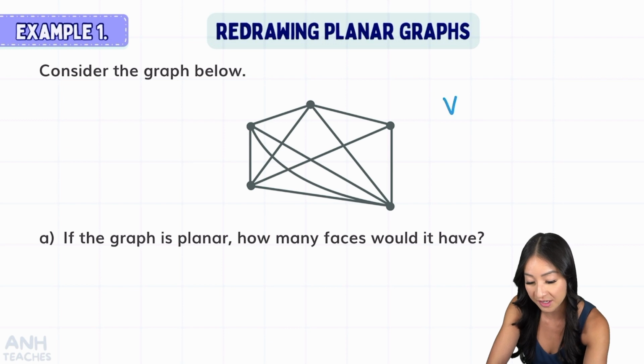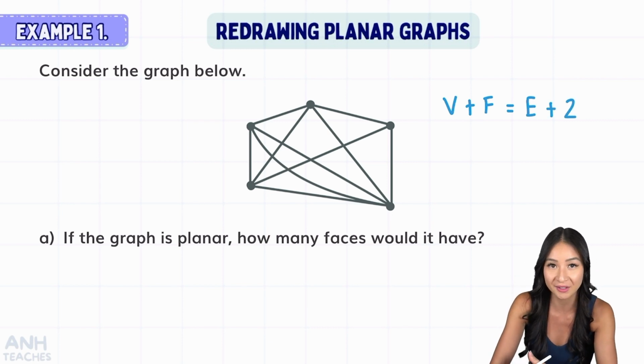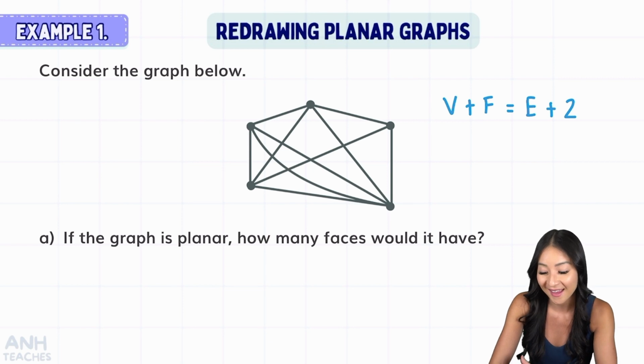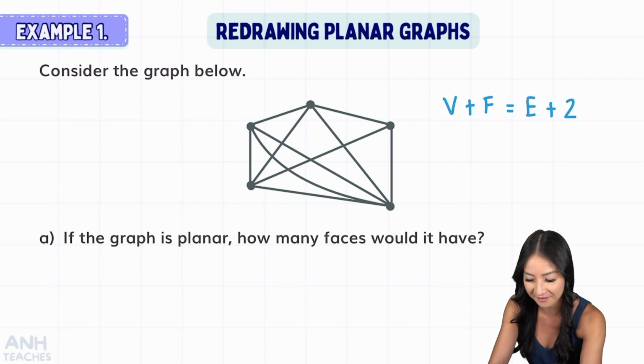So when you think about planar graphs, your brain should automatically go to one of the versions of Euler's formula. V plus F equals E plus 2 is the one that I like to use, and that's how I'm going to find out how many faces this planar graph would have.